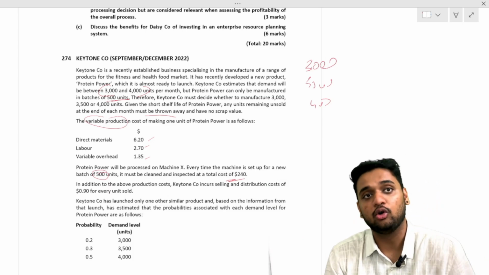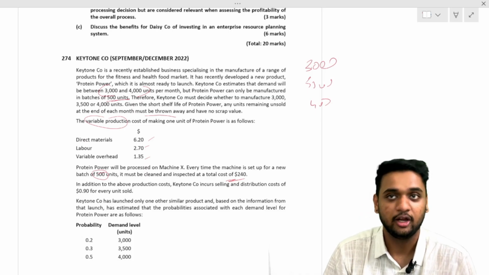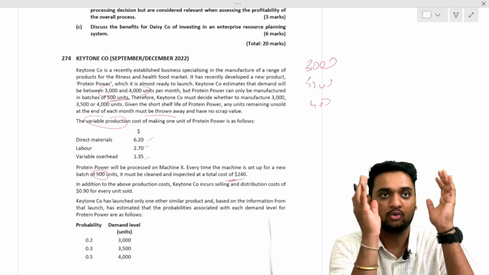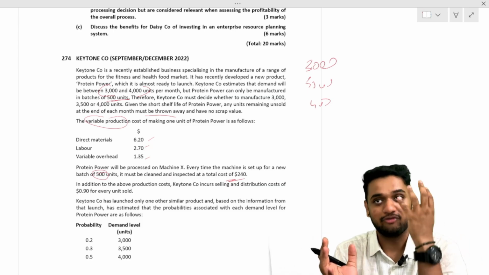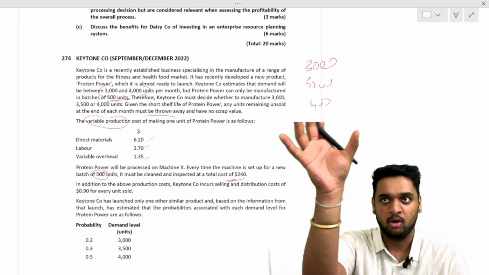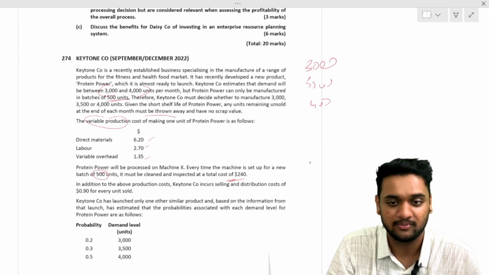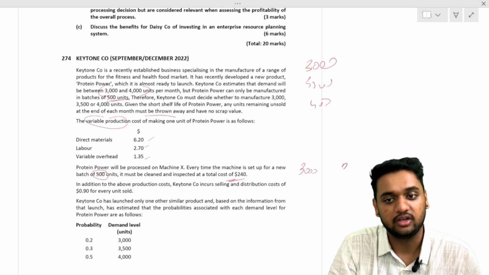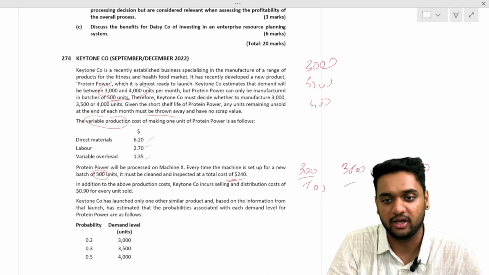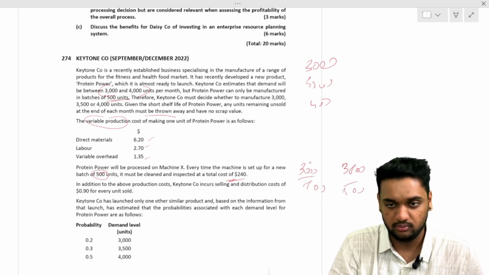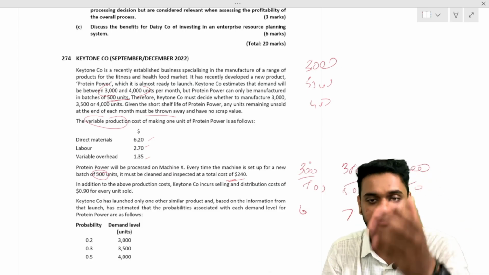240. So, 1000 units means 240 into 2. How did we find out? 1000 is two 500s, 2000 is four 500s. How do we find it? Those units divided by 500 units. So, we have three production levels: 3000, 3500 and 4000. Divided by 500, how much will you get? 6, 7, 8. You have to change the machine 6 times if you want to produce 3000 units.